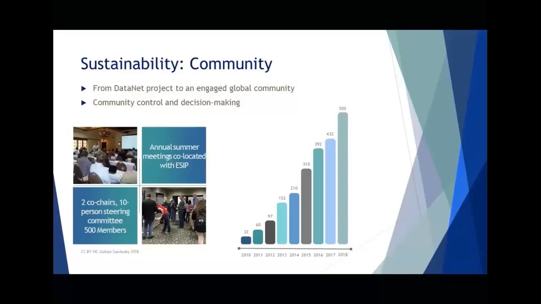Again, referring to Abigail's presentation and thinking about who gets to participate in the future. The current mechanism for community participation and engagement for DataOne is the DataOne Users Group. It was formed in 2010, and membership has grown to just over 500 people this year.